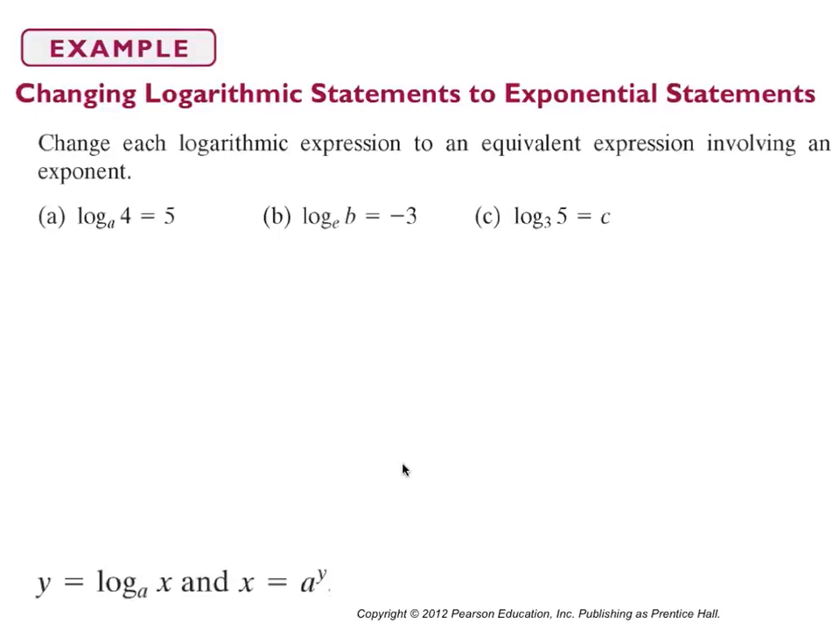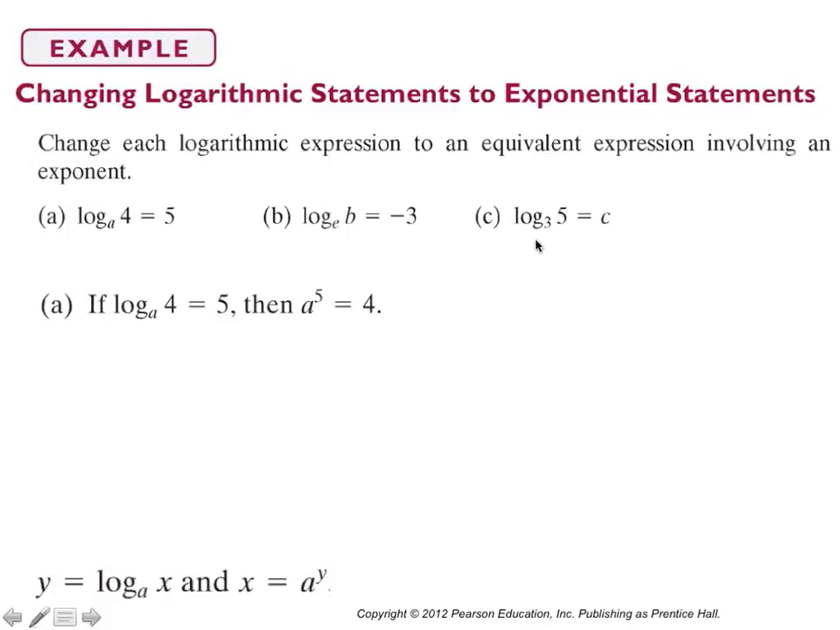Now we're going to do some the other way around. So we're given a logarithmic expression and we want to rewrite it so that it has an exponent here. So if we have log base a of 4 equals 5, what we notice is that our base is our a, and then our exponent should be the one that was by itself. So we have a to the 5th power equals 4, which is what's written right here. A to the 5th power equals 4.